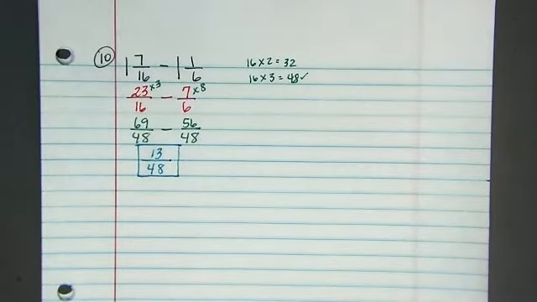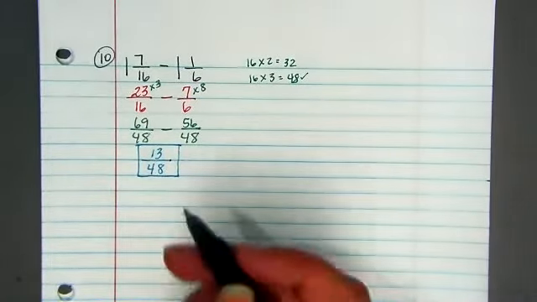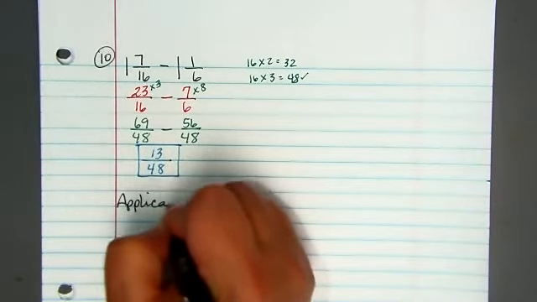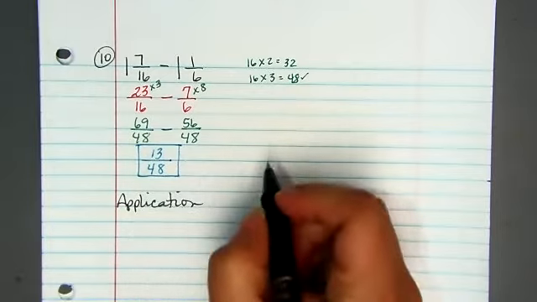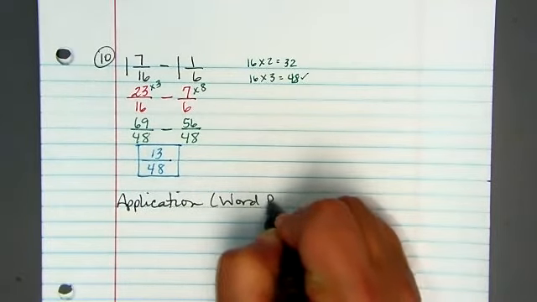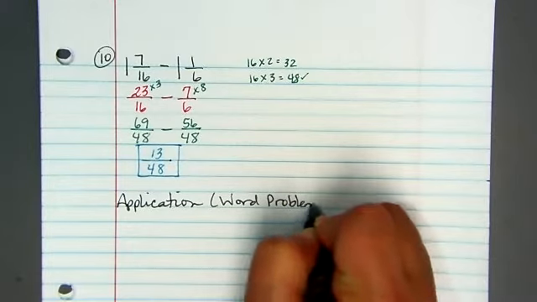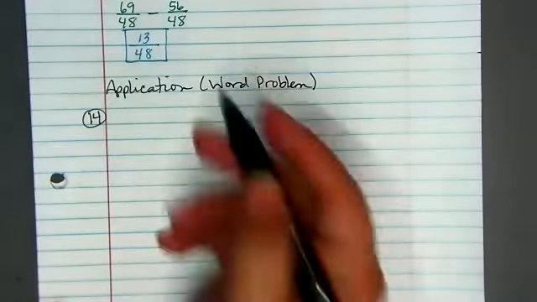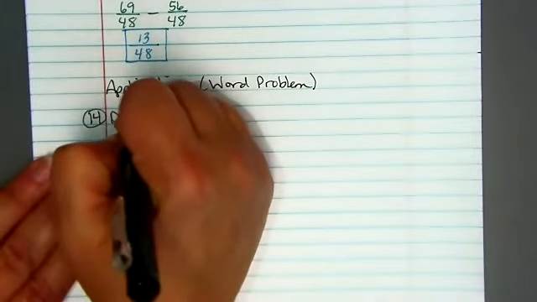All right, last one, okay? This is an application problem, which is a fancy way of saying word problem, okay? Application, which is a word problem. And this is number 14. So I'm going to write the word problem.